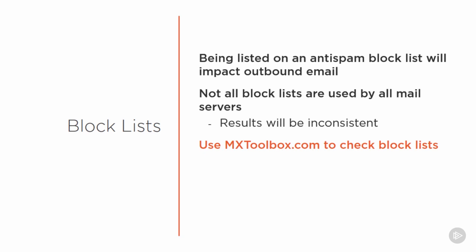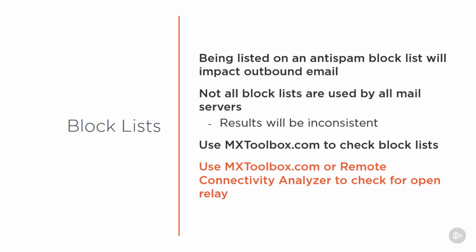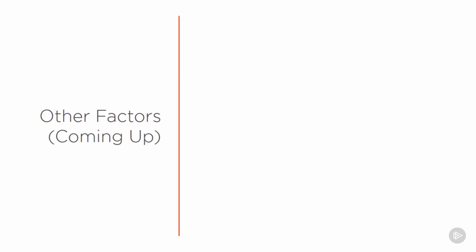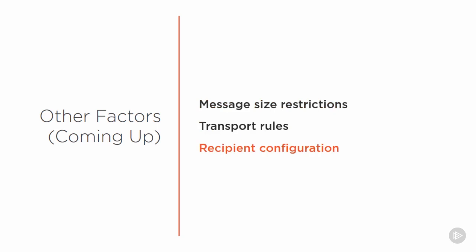You should also keep in mind that it might not be your own users that are actually sending the spam, but it could be a misconfigured Exchange server in your organization that is being used as an open relay, which allows any spammer on the internet to relay their spam through your server to their victims. The tools at MX Toolbox and the Remote Connectivity Analyzer can help you identify if that is happening, and it's almost always due to a misconfigured receive connector. Some other factors that can impact mail flow in the organization, and these are going to be coming up in later videos in this course, include message size restrictions, transport rules, and also recipient configurations.